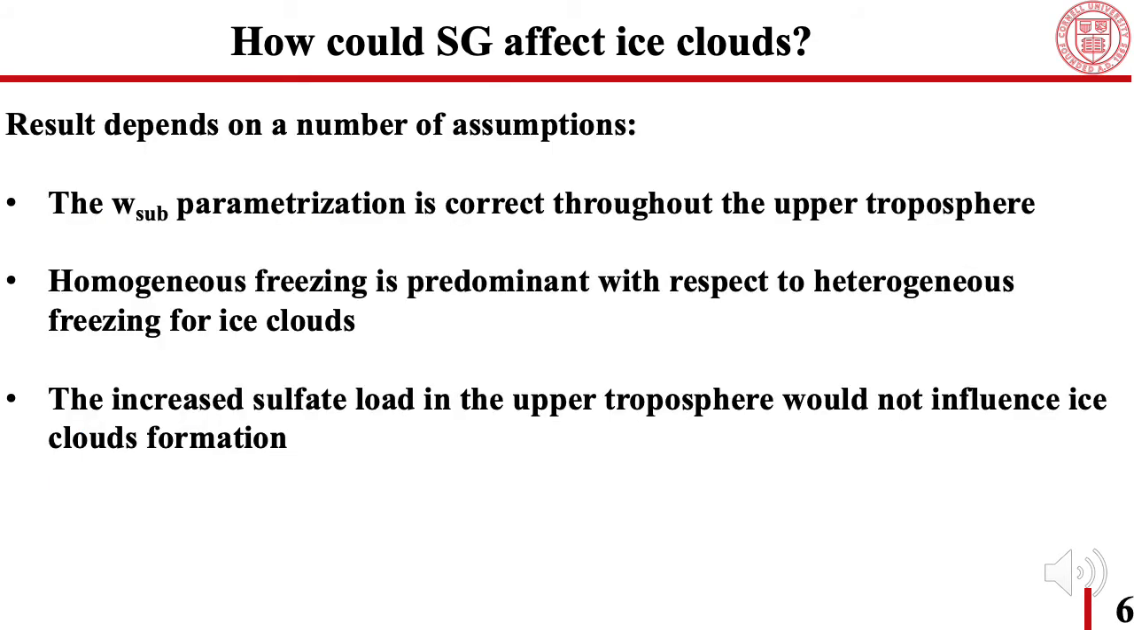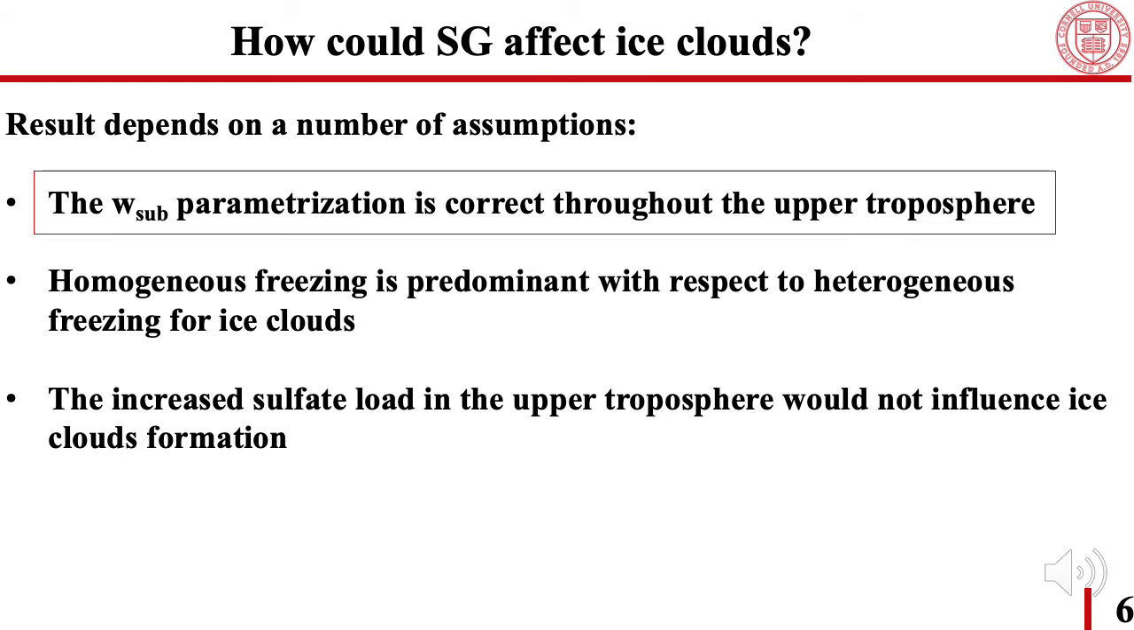So how confident are we in this result? Well, it mainly depends on the strength of our assumptions. First, we have to assume that the parameterization that we're using for the local vertical velocities is correct in most of the upper troposphere. And we're not sure of that. We know it's correct very close to the tropopause, and we assume it just is the same further below.